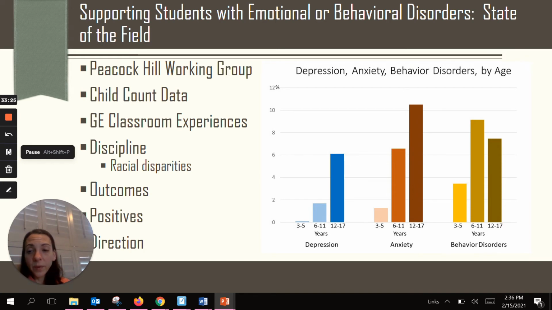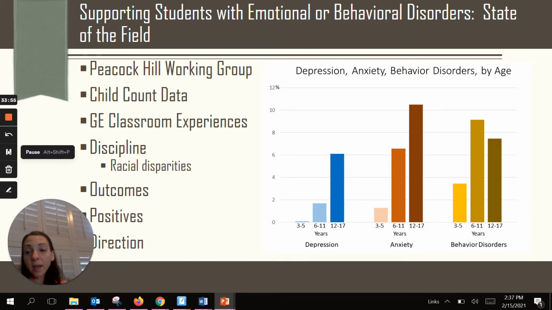Some of the outcomes that we've talked about: 73% had unemployed parents. 62% of students with emotional behavioral disorders live in low-income housing. Only 22% have a parent with a 4-year degree. 33% of these students attend low-performing schools. They're suspended at twice the rate and arrested at 3 times the rate as their typical peers. They're less likely to receive accommodations. They're less likely to receive mental health services.